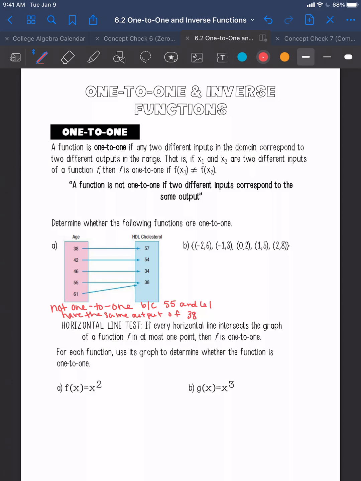Part B, that set of ordered pairs, there's no repeat in the y values, so each input has its own output, so it is one-to-one.